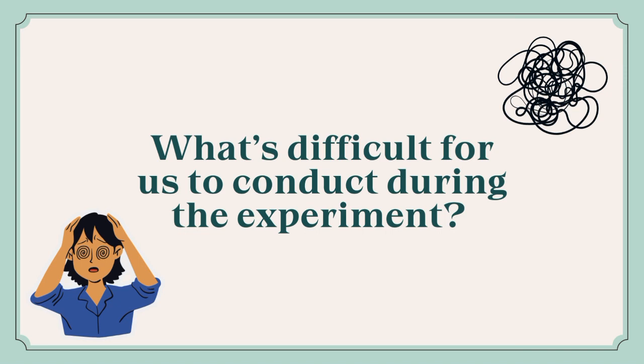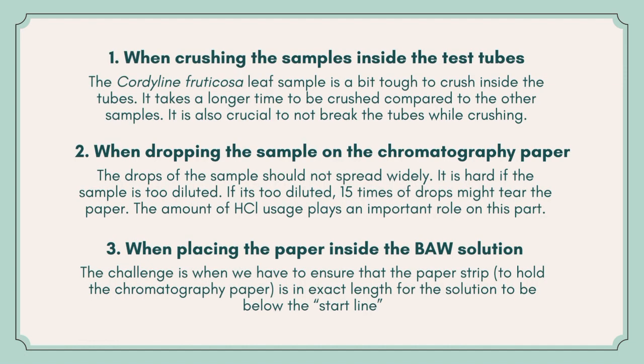So I will continue with what was difficult for us to conduct during the experiment. For the first one, when crushing the sample inside the test tube, the Cordyline fruticosa leaf sample is a bit tough to crush inside the tubes. Hence it takes a longer time to be crushed compared to the other samples. It is so crucial to not break the tube while crushing it.